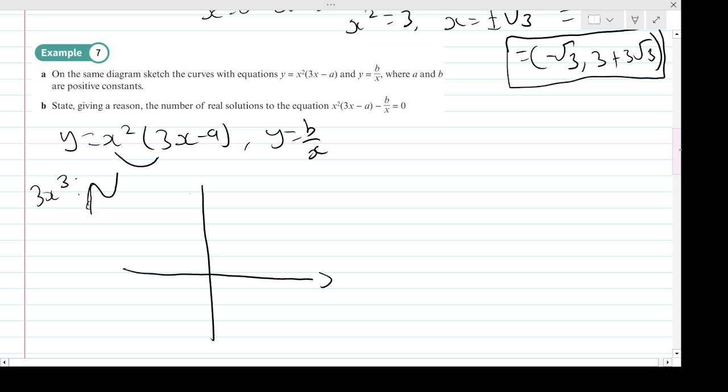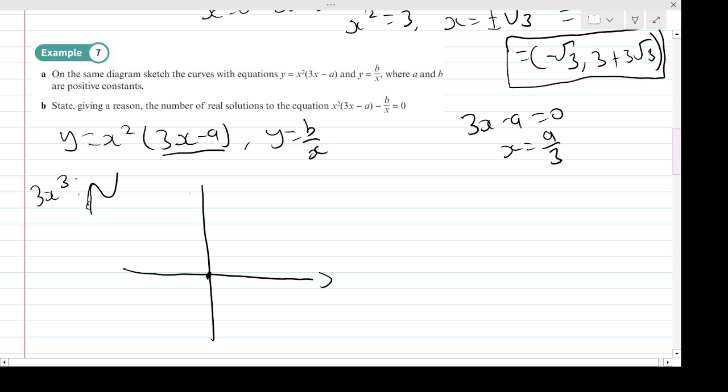Okay, then we need to find the y-intercept. So that's when x is 0. Well, when x is 0, we get 0 because there's an x in the front, and when we multiply something by 0, we get 0. So it's going to go through the origin. Then we need to find the roots. Well, either x is 0, again at the origin, or we get 3x minus a equals 0. If 3x minus a is 0, then x would be a over 3, if we rearrange and solve.